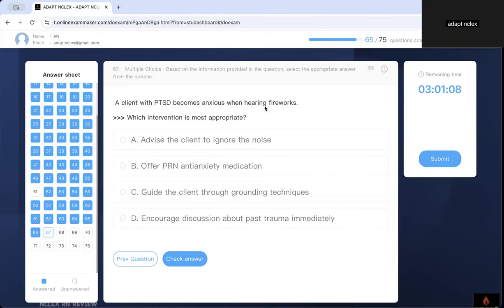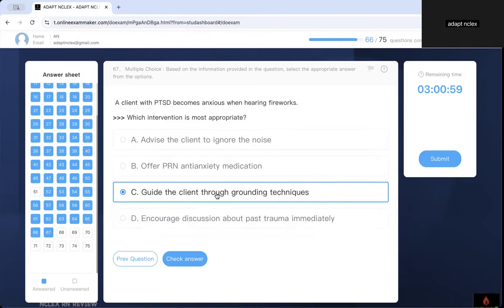You give them medication and they worry about it, anxious about it. Why don't you figure out why? They should not ignore. This will help them cope much better. Every psychiatric problem, coping is the better. So guide them through what? Grounding techniques. This is what I promise you.